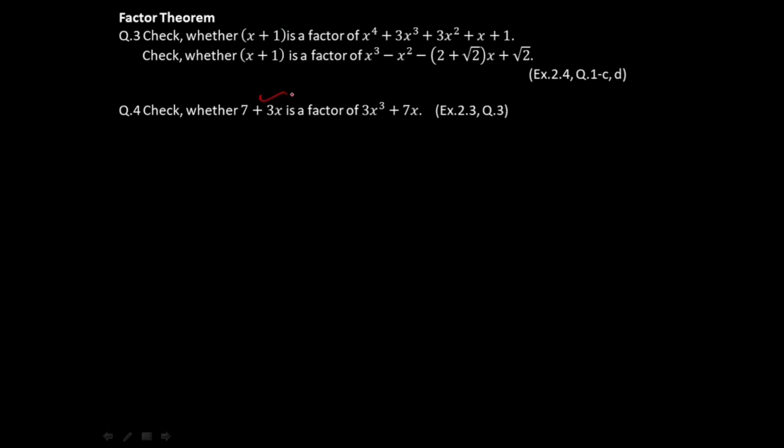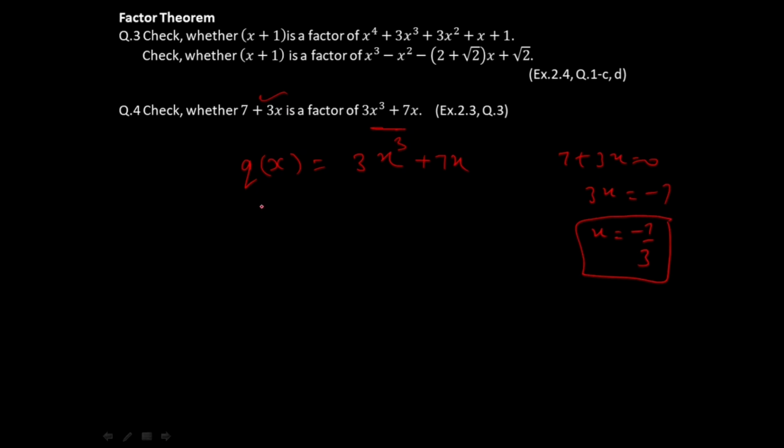I have to check, is this a factor of this polynomial? So how to find that? First, assume the given polynomial is nothing but 3x cubed plus 7x. To check, I have to find the value of x. So the value of x from here is coming negative 7 over 3.